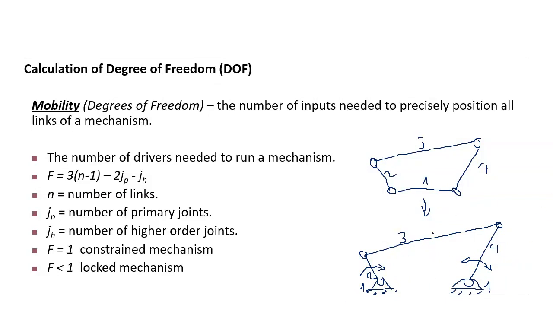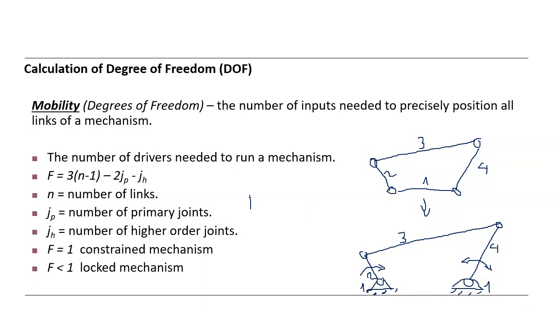So what is the degree of freedom of this mechanism? I mean not of the individual members, but when you connect many links together, we achieve a mechanism. We are interested in the degree of freedom of the total mechanism. Therefore, there is a formula.